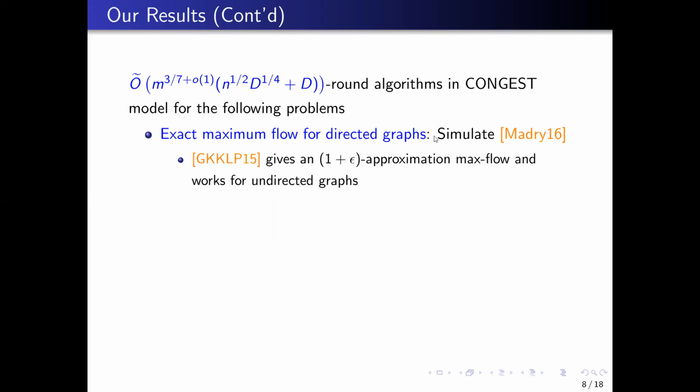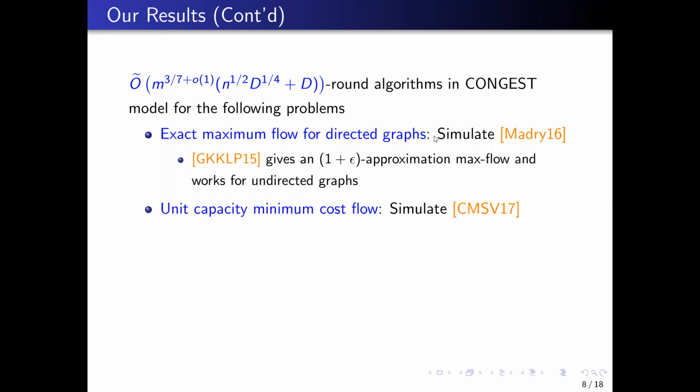Previously, Xiaorui and the others gave an algorithm for max flow with n to little o1 square root n plus d rounds in the congested model. But their method only works for undirected graphs and gives an approximate solution.